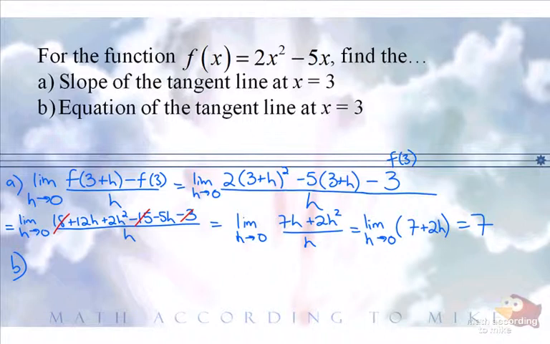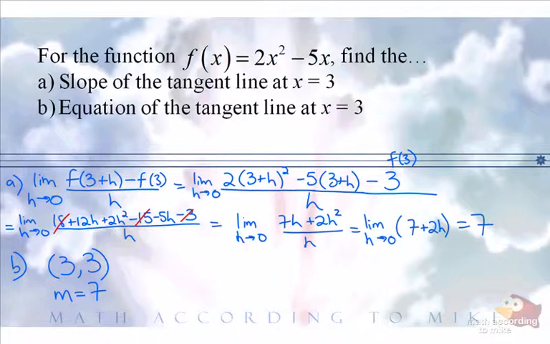F of 3. So if you know the x coordinate, to find the y coordinate, you just plug it back into the function. Well, we already did that. That was our f of 3. So we have our point. X was 3. Coincidentally, y was 3. That was the f of 3. And we have our slope, that being 7.